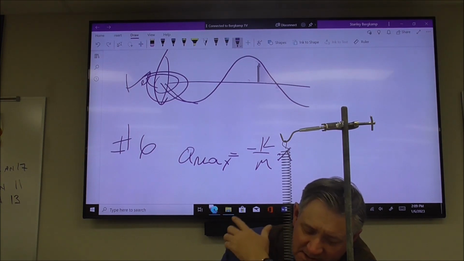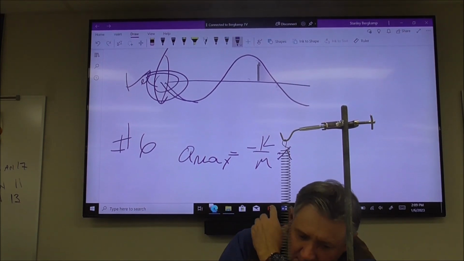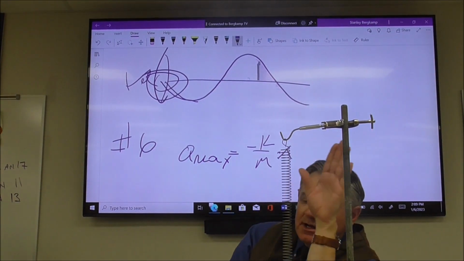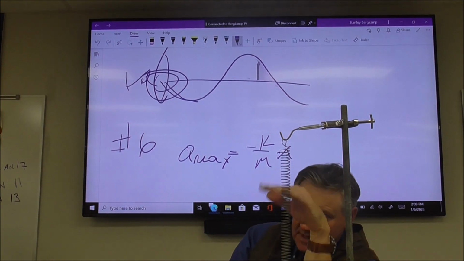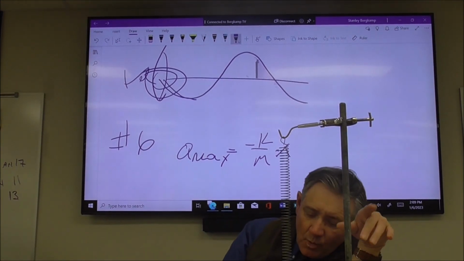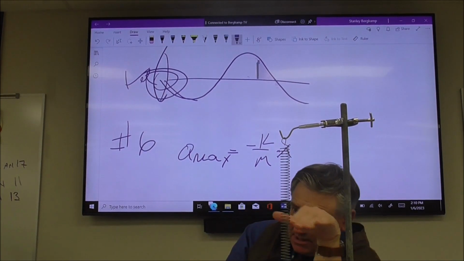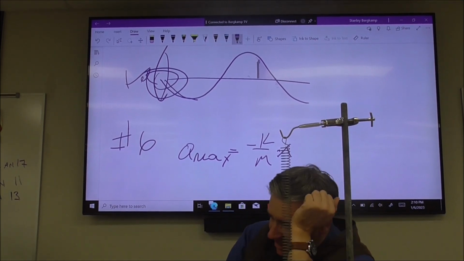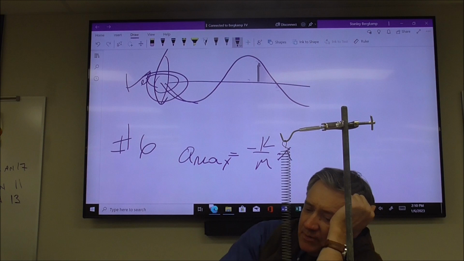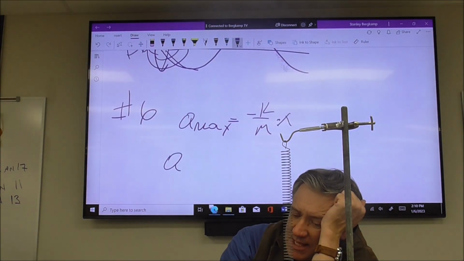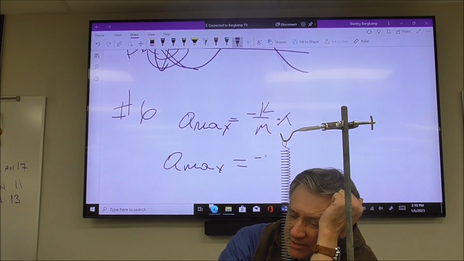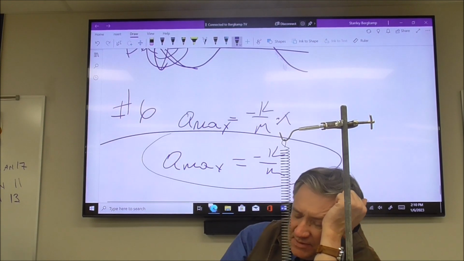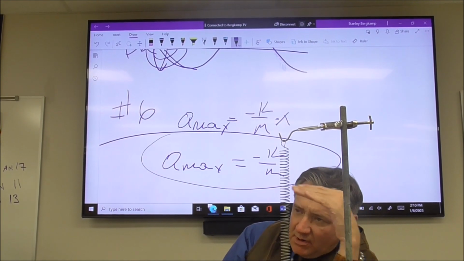Let's talk about this equation on number 6. What we figured out is how we can calculate Vmax, which is a function of amplitude. When you calculate Amax, which is your maximum acceleration, x is the position at time 0. Here's what I want you to see: if you want to get that Amax value, you have negative k over m times x. This is why I started you off on question number 1.